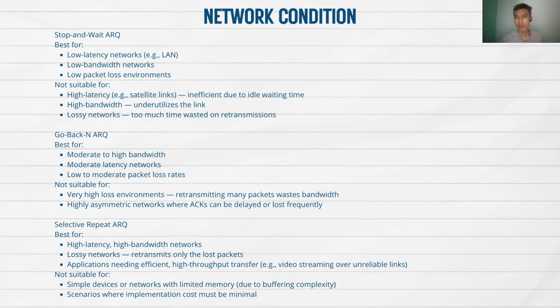The network condition for each protocol: stop and wait is best for low latency, low bandwidth, and low packet loss. For go back N, it is moderate to high bandwidth. It is also best for moderate latency networks and low to moderate packet loss rate. And lastly, selective repeat is best for high latency, high bandwidth networks, lossy networks, and applications needing efficient high throughput transfer, like video streaming.